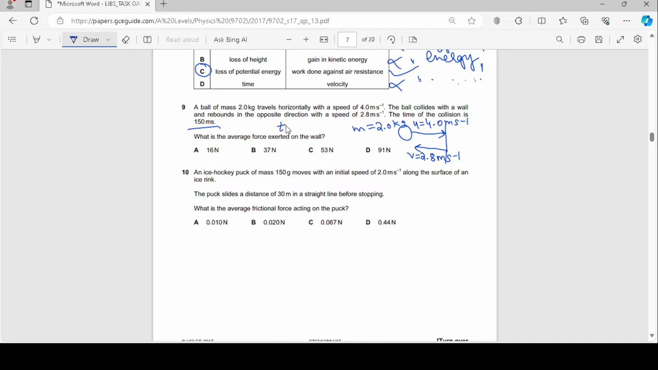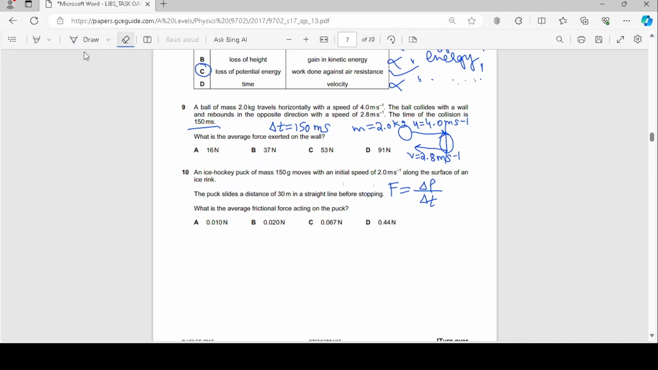So t is equal to 150 milliseconds, or actually let me say delta t, the change in time, so it's the time of collision, right? So the time it spent interacting with the wall. So what is the average force exerted on the wall? We know the definition of force. Force is defined as the rate of change of momentum, as dp over dt, or delta p over delta t, right?